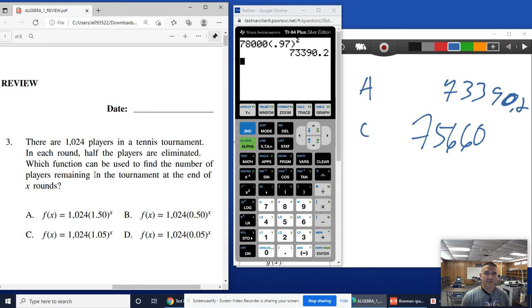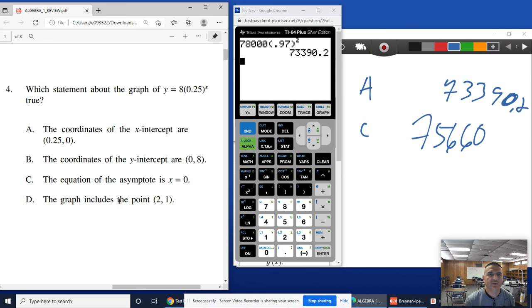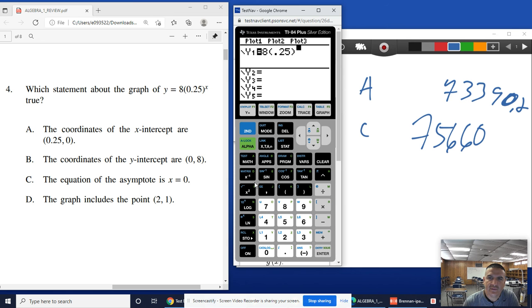This one is different, right? This one is, again, the same type of thing. I'm going to let you try number 3, and then I'm going to try to show you number 4. All right, so now they say statement about the graph of y equals this. So just go to y equals 8 times 0.25, 0.25 is the same, raised to the x power. And wow, this calculator, I forgot where x was. Let's see. Oh, there you go, x. All right, there it is.